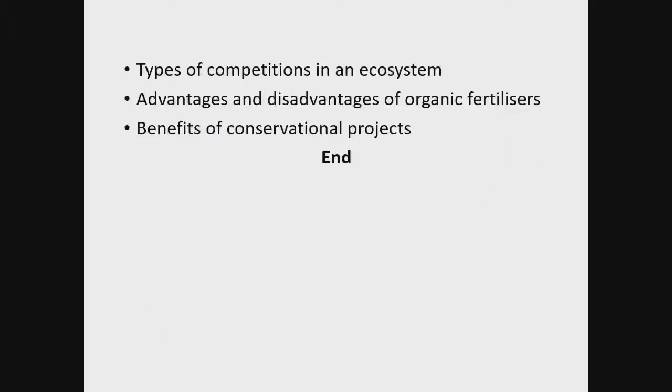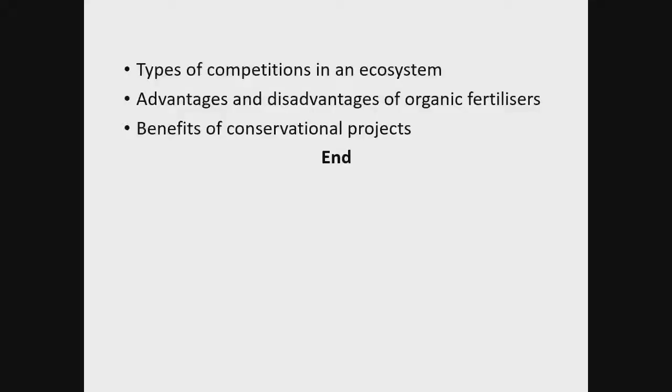Then we look at the types of competition in an ecosystem. In an ecosystem, there are animals, those that are hunting, those that are looking for food, and those that are providing food. You also need to look at the types of competitors found in our ecosystem. So we do have natural competitors in our ecosystem.